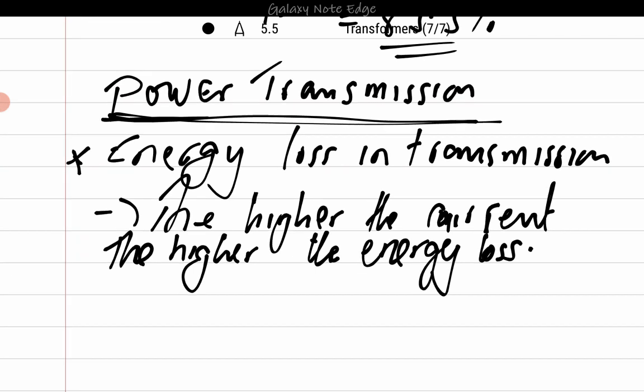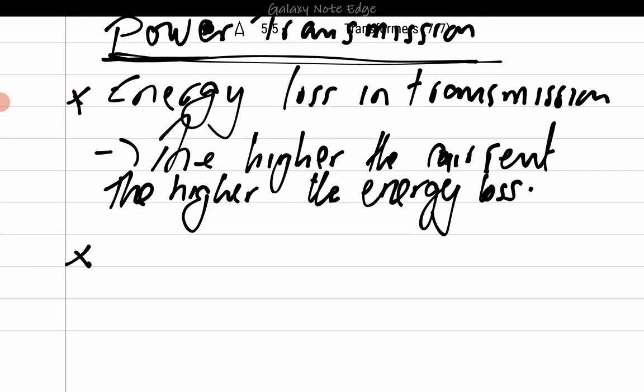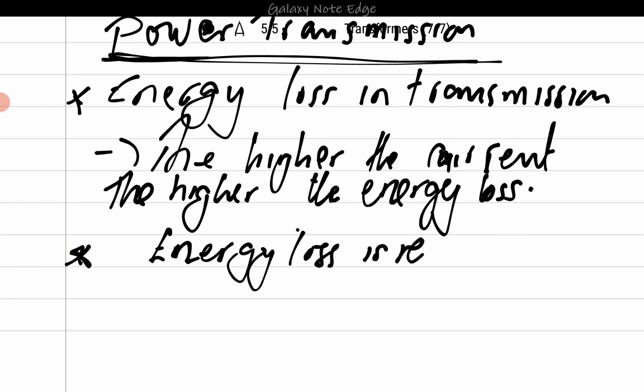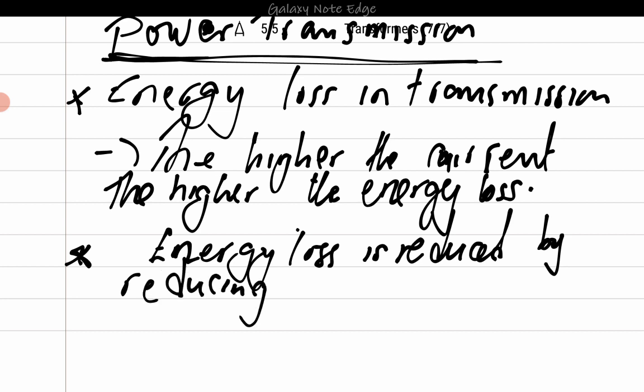So how do we reduce this energy loss? Energy loss is decreased or managed. So we can say energy loss is reduced by reducing the current. Remember, we have already stated that the higher the current, the more energy is lost. So energy loss is reduced by reducing the current.